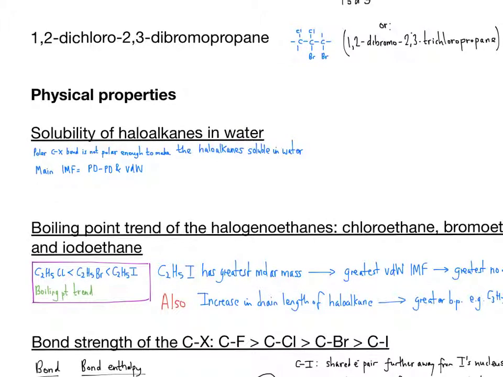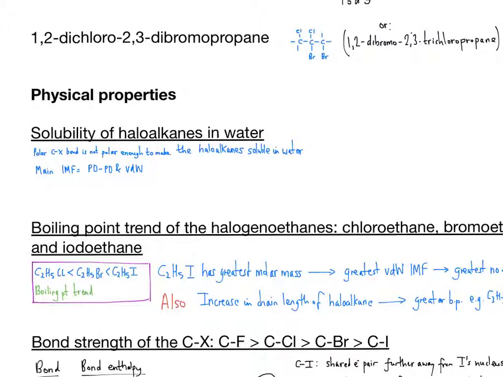Next we've got 1,2-dichloro 2,3-dibromopropane, and you can see that here, 1,2-dichloro 2,3-dibromopropane. The bromines and chlorines do not have to be in these positions. That chlorine could be here or there and it'd still be one position.